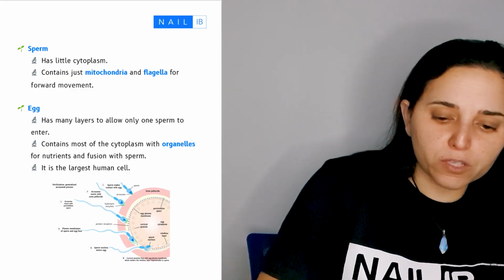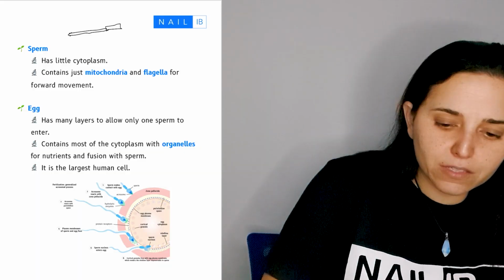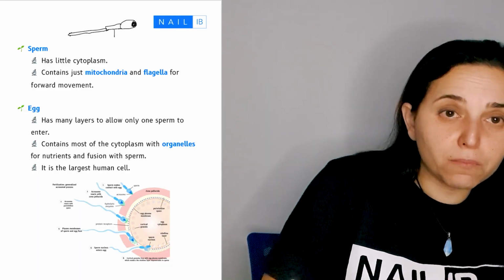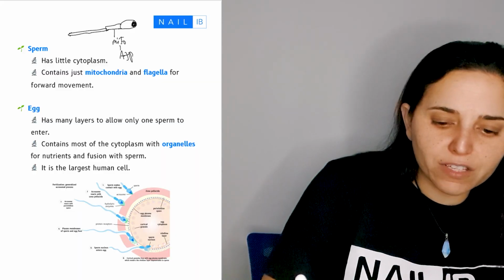So if you look at the sperm, usually you have a drawing of the sperm like this. This is a tail, and then it has the mid-piece, and then it has the head with its acrosome here. Now, you see this piece right here in the middle? This has a lot of mitochondria. Why? Because mitochondria are going to produce a lot of ATP.